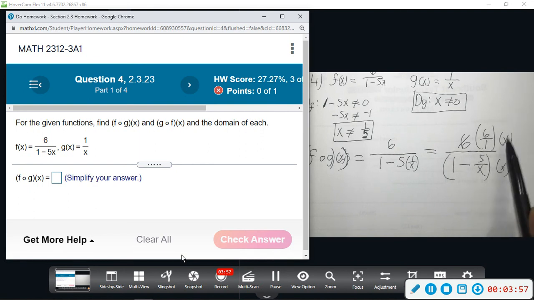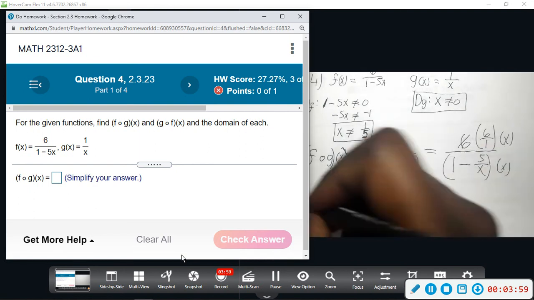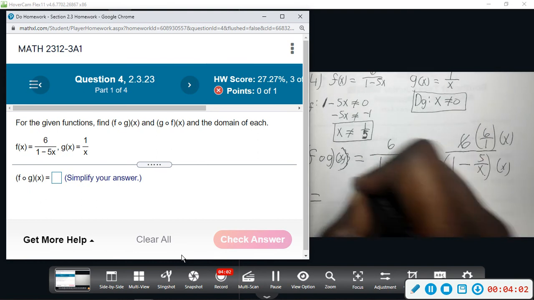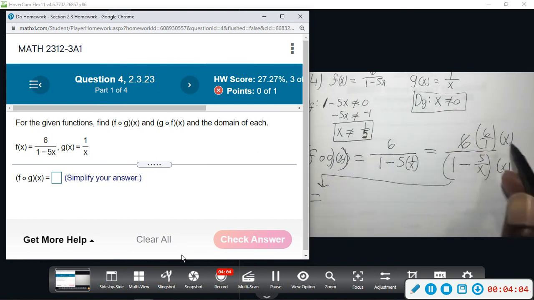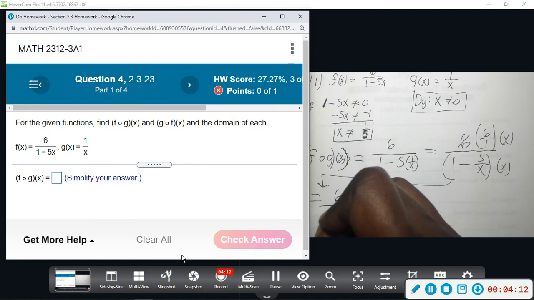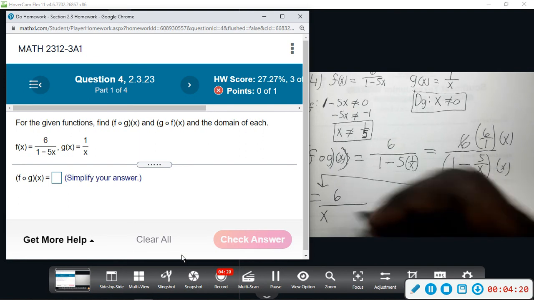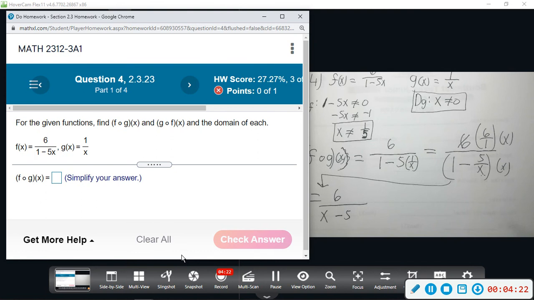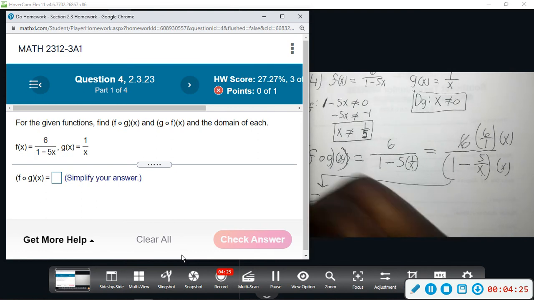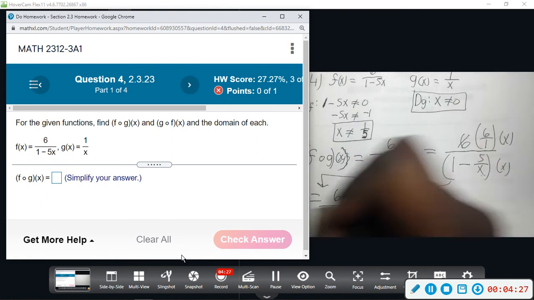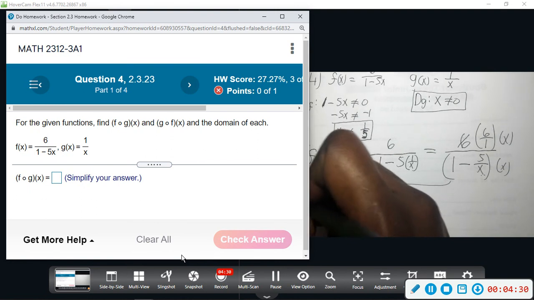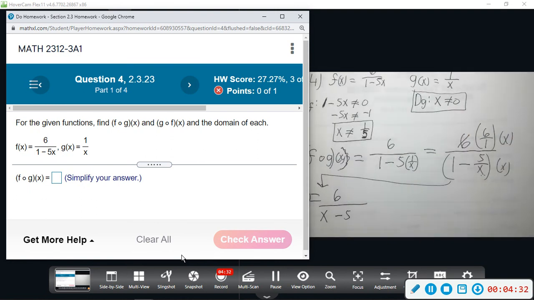So when I multiply 6 times x, I just get 6x. And then on the bottom, when I multiply x times 1, that just gives me x. And when I multiply x times the 5 divided by x, multiplying by x and dividing by x at the same time will cancel out. That leaves us with x minus 5. So this is the function that we want to refer to as f of g of x. Okay, this is our f of g of x.